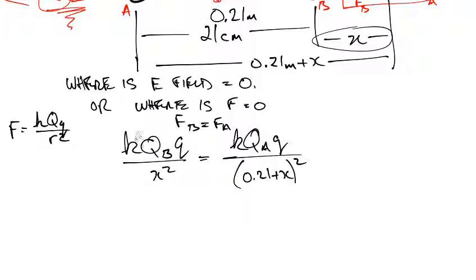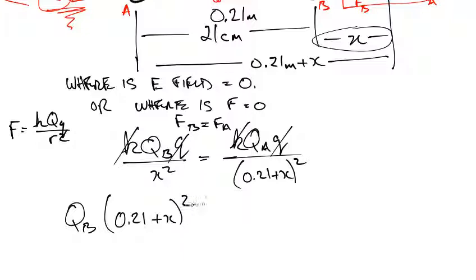Now we can get down to a little bit of algebra. The k's cancel out, the Q's cancel out. Let's do a cross multiply and see what we get here. We're going to get QB multiplied by 0.21 plus x squared is going to equal QA times x squared.